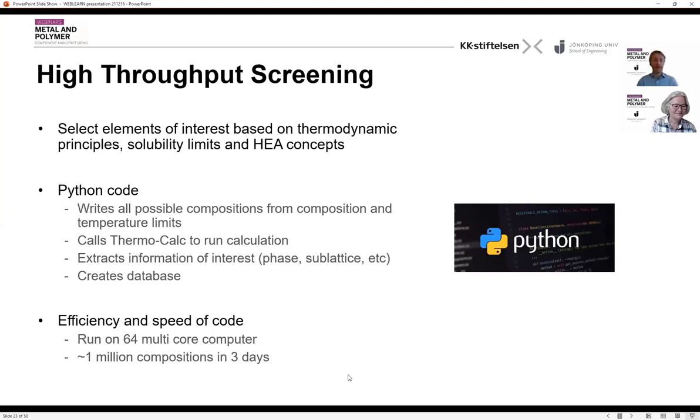The efficiency of our code at the moment is that we are running on a multi-core computer specifically dedicated just for our high throughput screening, and we can get through about 1 million compositions in approximately 3 days. This obviously depends on how many temperature steps we are looking at.